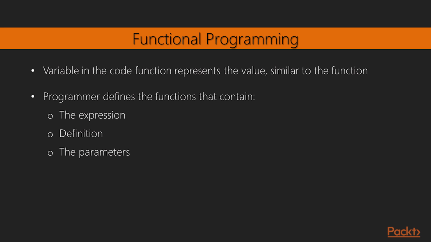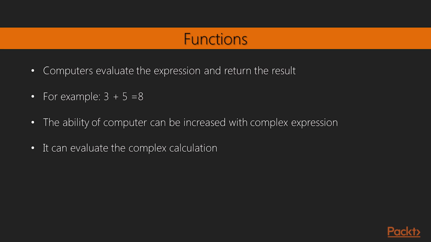After a programmer builds the function and sends the function to the computer, it's the computer's turn to do its job. In general, the role of the computer is to evaluate the expression in the function and return the result. Suppose we have the expression 3 plus 5 inside a function. The computer will definitely return 8 as the result right after it completely evaluates it. However, this is just a simple example of how the computer acts in evaluating an expression. In fact, a programmer can increase the ability of the computer by creating a complex definition and expression inside the function. Not only can the computer evaluate the simple expression, but it can also evaluate the complex calculation and expression.